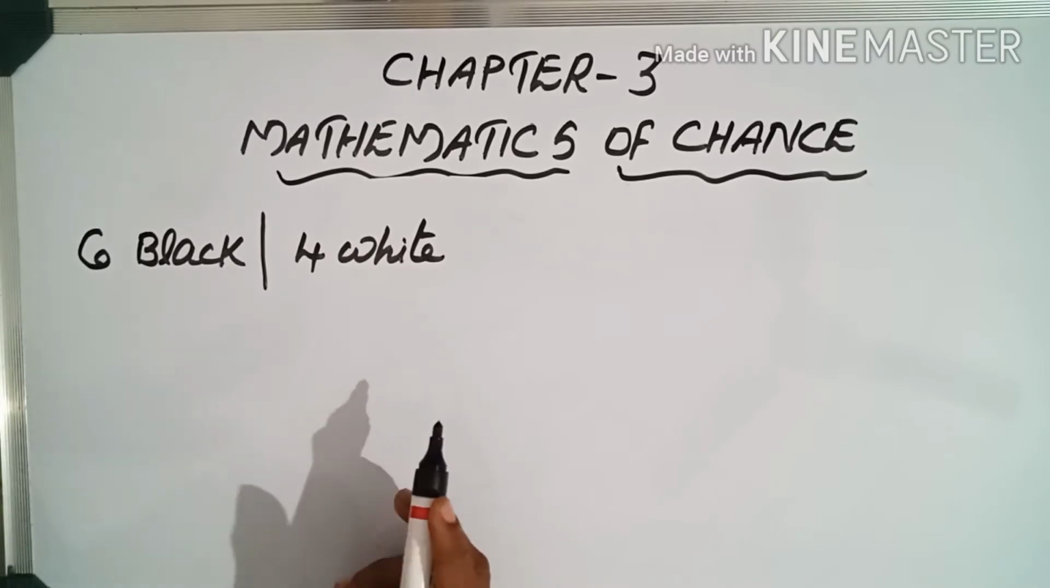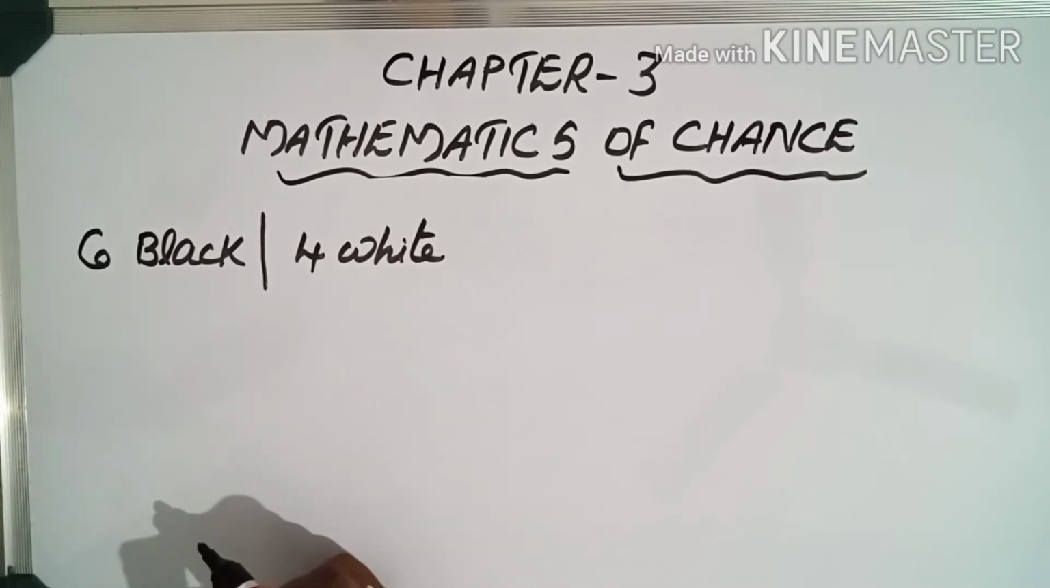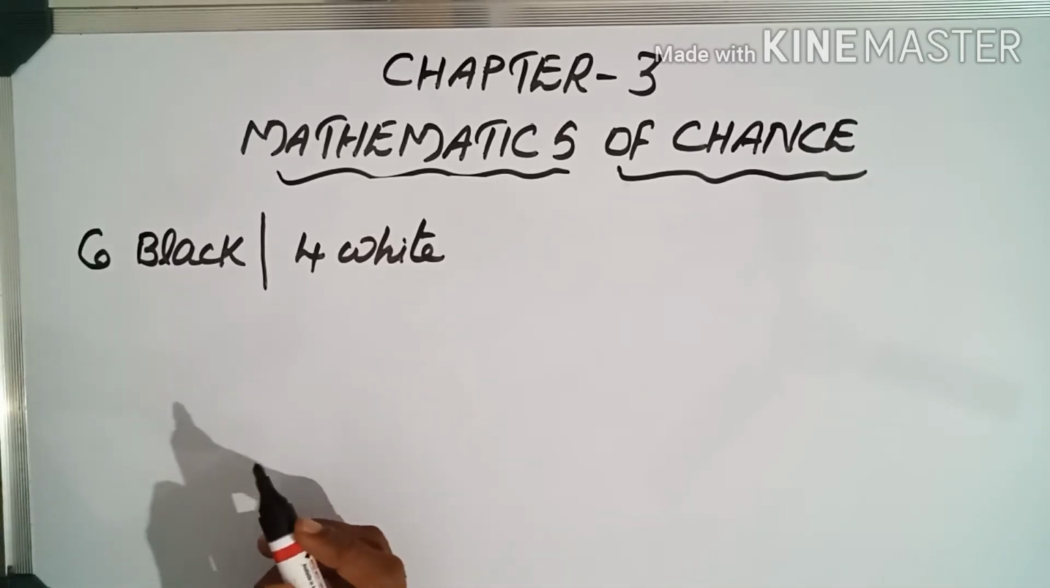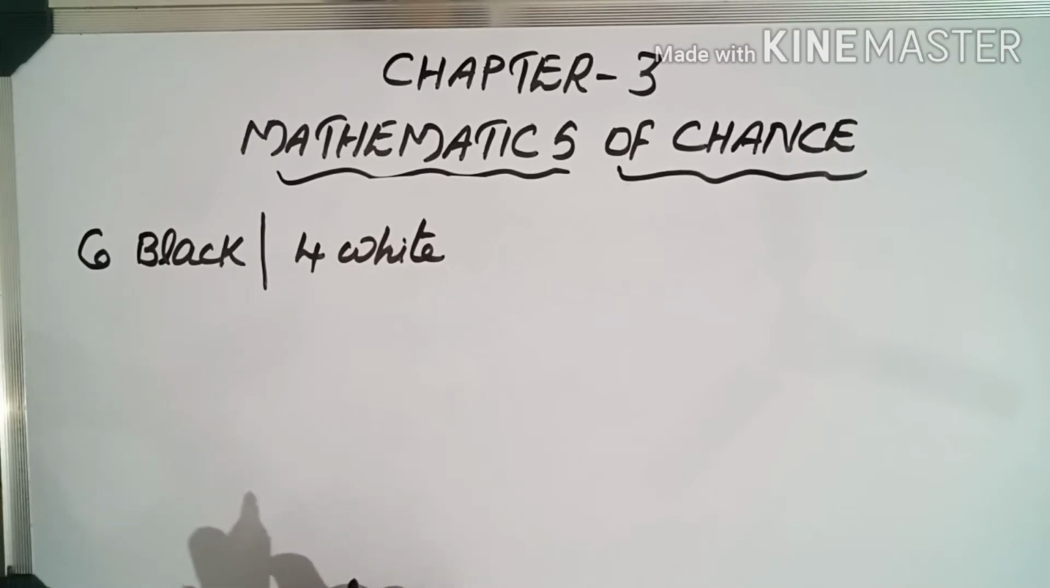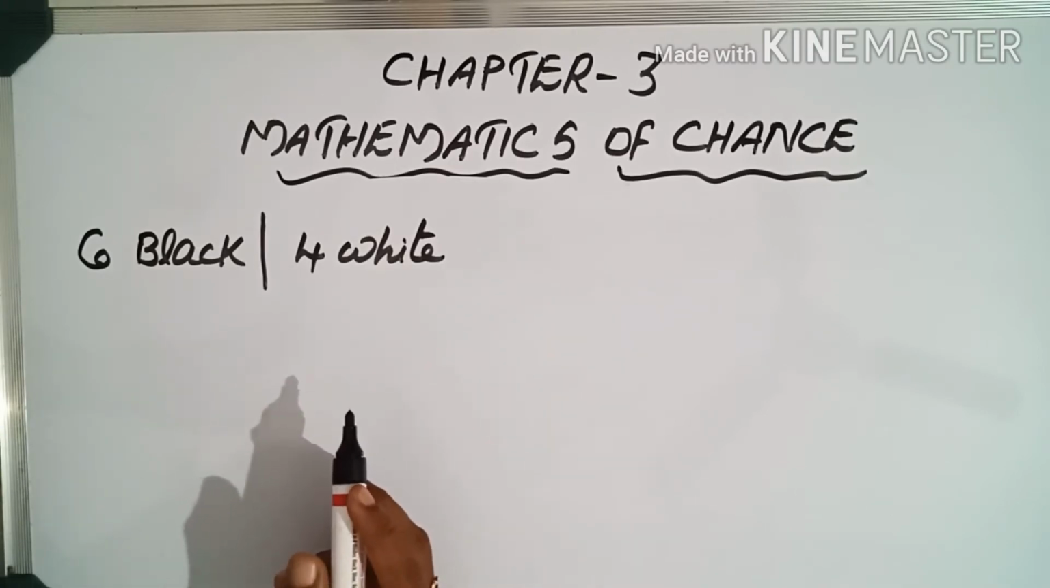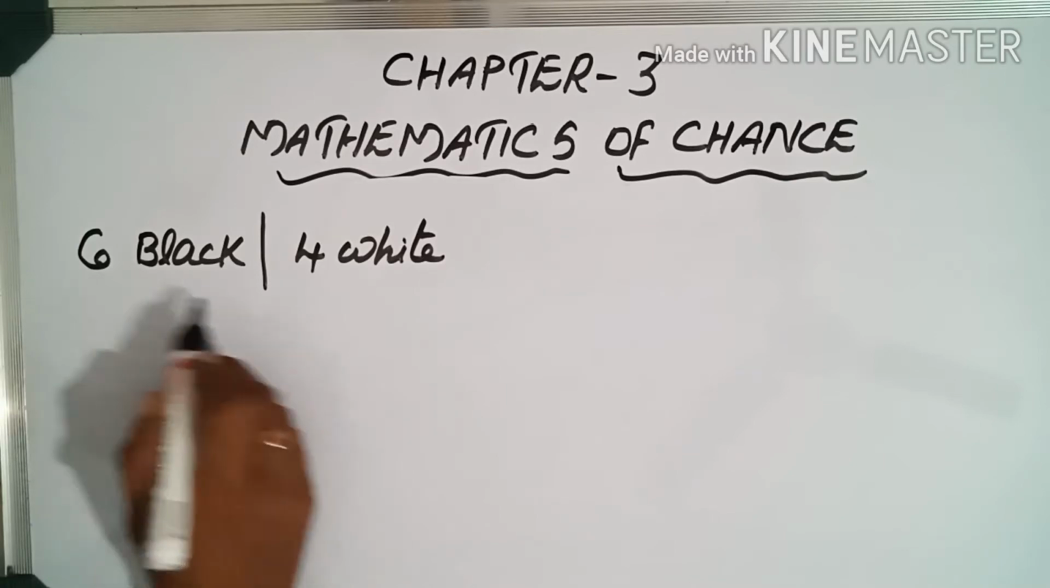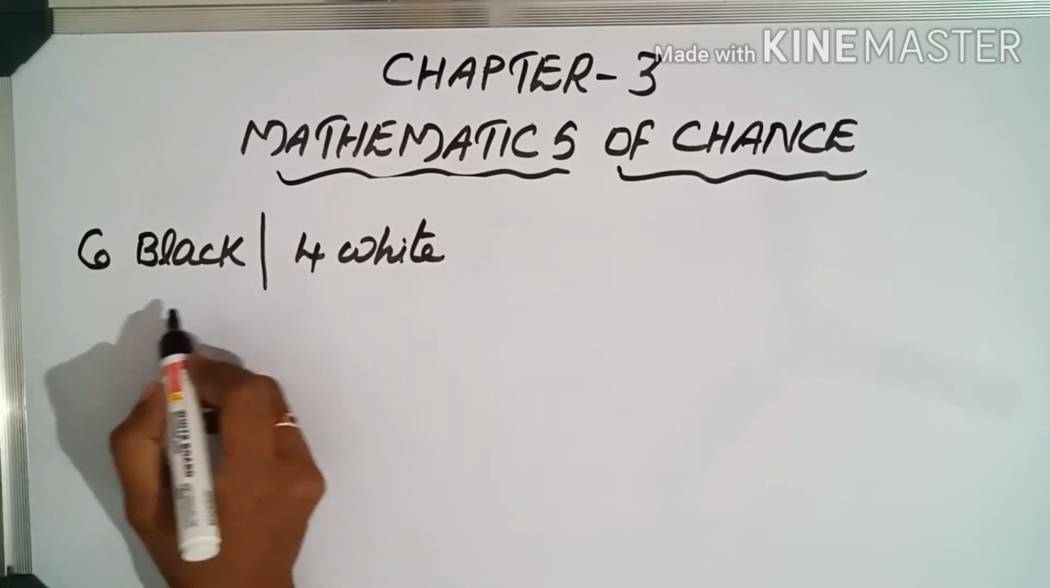Now the question is, if we are taking one ball from that box, what will be the probability of getting a black ball? That ball will be black or white. Now for the black, how much is the probability, and for the white, how much is the probability? That is the question.